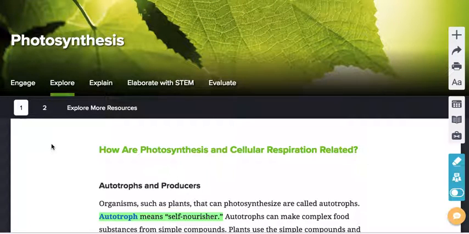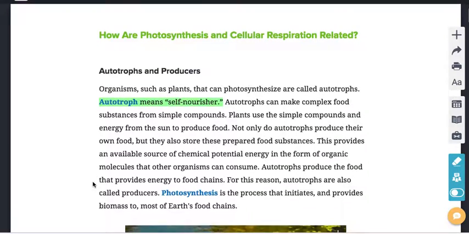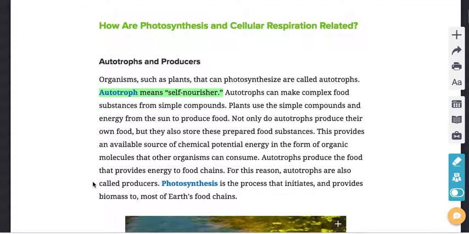For this tech book, we actually aren't going to be in Explore tab 2 or Explore More Resources. So this is the only sub-tab that we're going to do, and we're going to go over it right now. So how are photosynthesis and cell respiration related?